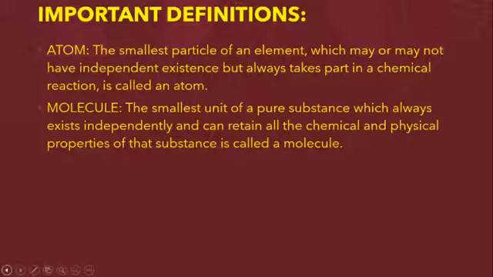However, there can be situations where no cluster of atoms is left, but a single atom is formed. In such cases, these atoms can be regarded as molecules. For example, pure substances like helium and neon have no molecules, thus the atoms can be regarded as molecules. Similarly, atoms of all metals can be regarded as molecules. So, I hope you have understood this. So, the definition of molecule: the smallest unit of a pure substance which always exists independently and can retain all the chemical and physical properties of the substance is called a molecule.